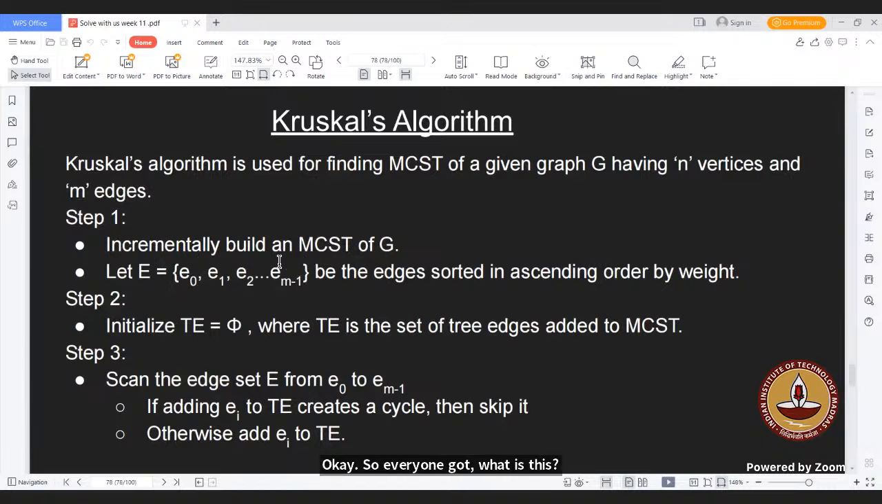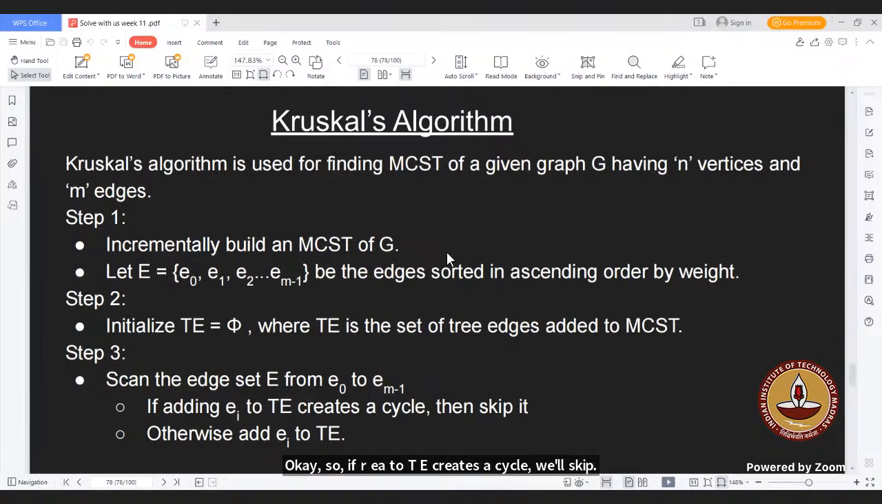Okay. So we'll initialize again TE to null, where TE is the set of tree edges added to the minimum cost spanning tree. Scan the edges from E. We'll check one by one in ascending order from E0 to Em minus 1. We'll go in this order only. We'll not pick anyone in between. This is in ascending order, which is to be remembered. If adding Ei to TE creates a cycle, we'll skip it. Else we'll add it.